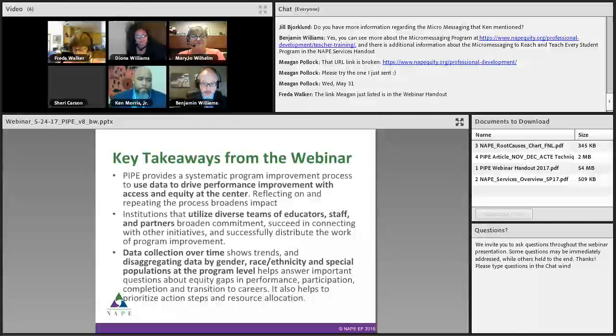Data collection over time helps to show trends. Disaggregating those data, as I said, is key. And it also helps, I think, in prioritizing action steps and resource allocation. So right now, for those of us who are in the world of Carl D. Perkins and grant administration, we're right at the end of this fiscal year, FY 2017. Everybody's wrapping up that grant cycle and gearing up for FY 18. So it helps in saying, okay, where do we need to put our energies, our resources, our focus, what kinds of actions do we want to take, and how will that help us in reaching those specific objectives we have at our institution.